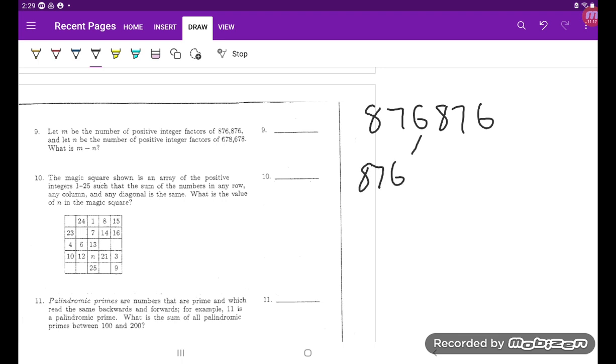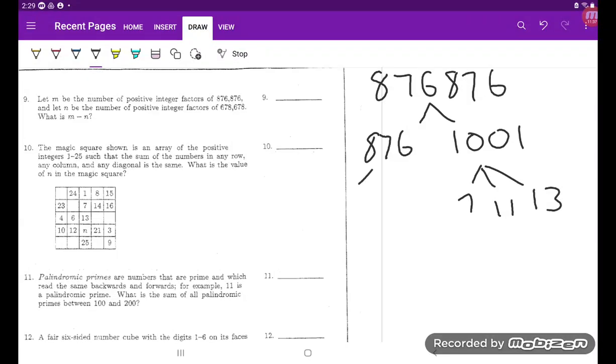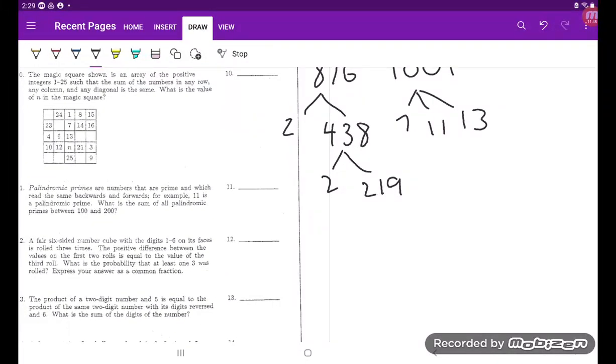So we can make it 876 times 1001, right? For both of them. And then 1001 is pretty cool number. 7, 11, and 13. That's 3 primes multiplied together. And for 876, we can prime factorize that one as well. So of course it's even, so we can get a 2 out. That's a 438. That's also even, so we get a 2 out. 219. That is not even, but the digital sum is divisible by 3, so we get a 3 out. 73, and yeah, 73 is not divisible. It's prime, so we can stop there.